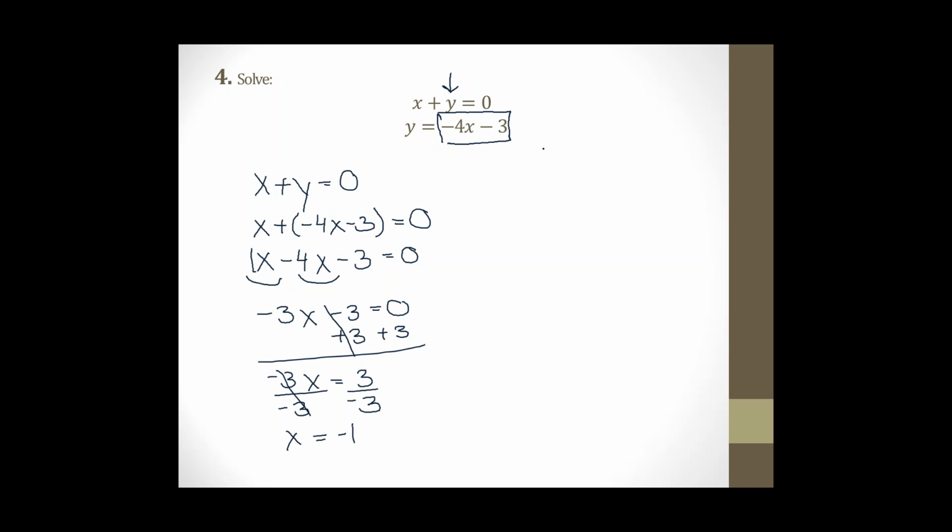Plugging it back in to get our y value. It is your choice which one to pick. Both of them should give you the same answer. I am going to choose the first equation to plug in my x value. So I get negative 1 plus y equals 0, and I'm going to solve for y, so I'm adding 1 to both sides. And my y value is positive 1. So the point where the two lines are crossing is (negative 1, 1). And in your review packet for question number 4, that should be answer choice D.